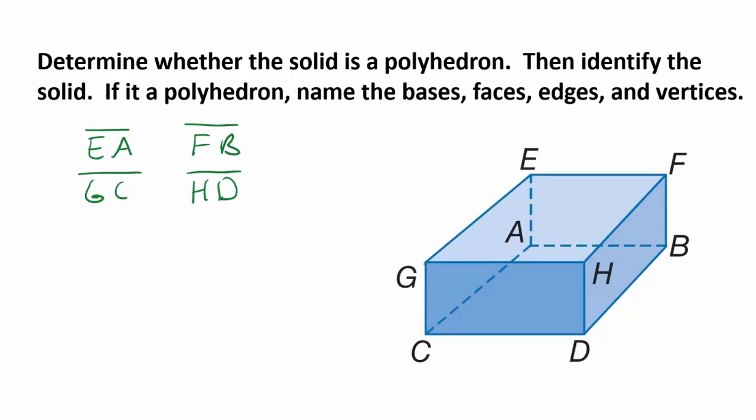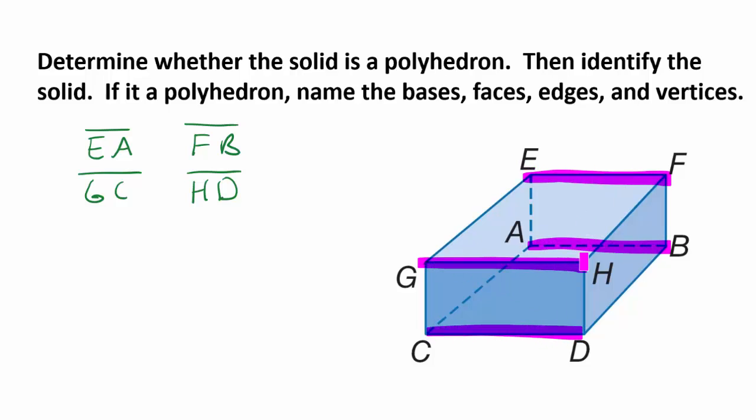We're going to continue now with a few more of them. Let's go this way now with it. Okay, let's name these guys. Those are all going to be edges. EF, line segment AB, line segment GH, and line segment CD.